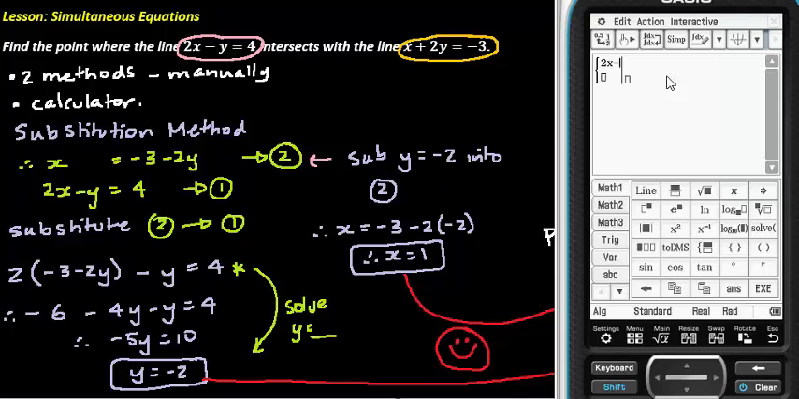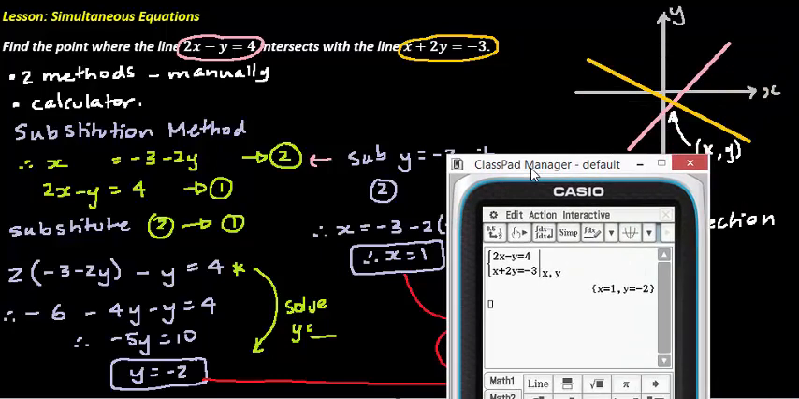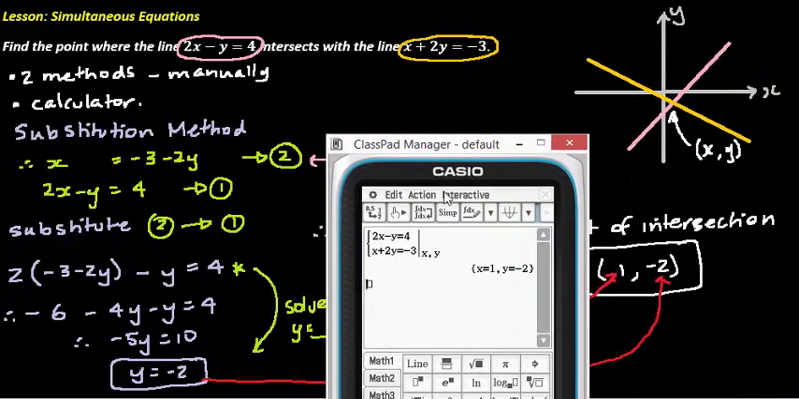So 2x minus y equals 4, and x plus 2y equals negative 3. Then over this side, I'm going to tell the calculator what I want the answers for. So it's going to be x and y. And then once I've done all of that, all I need to do is press enter, and it tells me that x is 1 and y is negative 2. So that means the point of intersection is the set of coordinates where x equals 1 and y is negative 2.